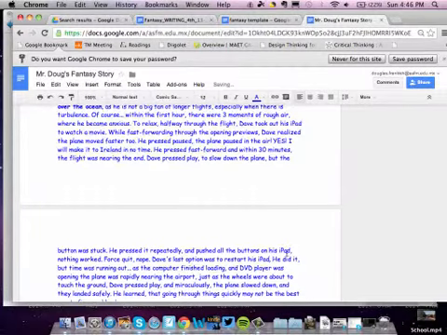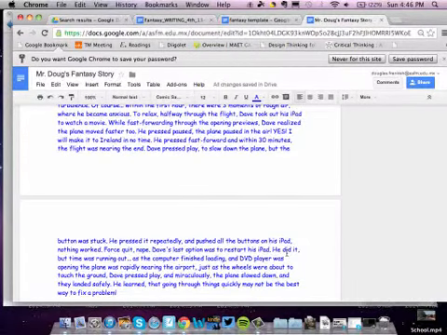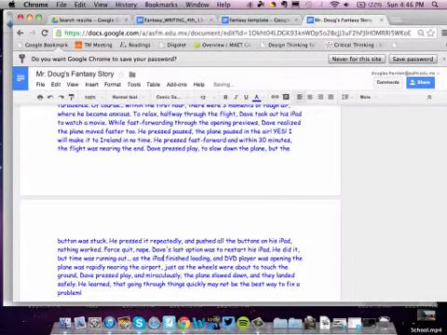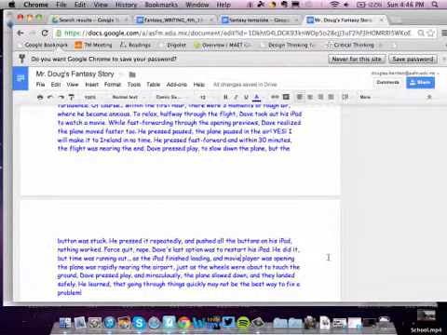Forgot I made these changes. He did it, but time was running out. As the iPad finished loading, and the DVD player and the movie player was opening, the plane was rapidly nearing the airport. Just as the wheels were about to touch the ground, Dave pressed play, and miraculously the plane slowed down. And they landed safely. He learned that going through things quickly may not be the best way to fix a problem.